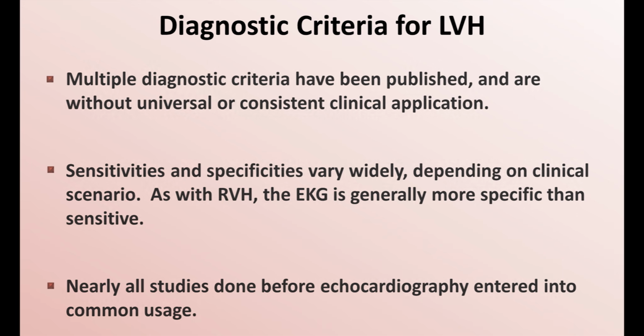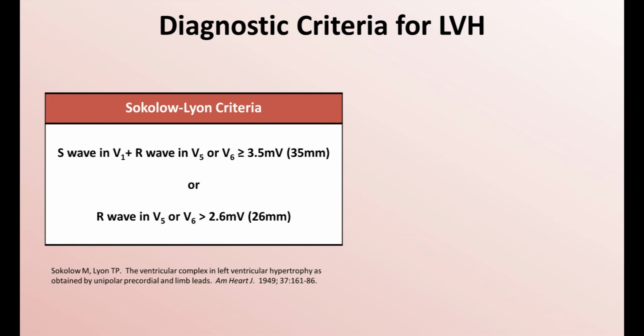I'm going to review the three most commonly used individual criteria for LVH. First is the Sokolow-Lyon criteria. According to this, LVH is diagnosed when the S wave in V1 plus the R wave in either V5 or V6 exceeds 3.5 millivolts or 35 millimeters on a standard EKG tracing, or when the R wave in V5 or V6 by itself exceeds 2.6 millivolts or 26 millimeters.